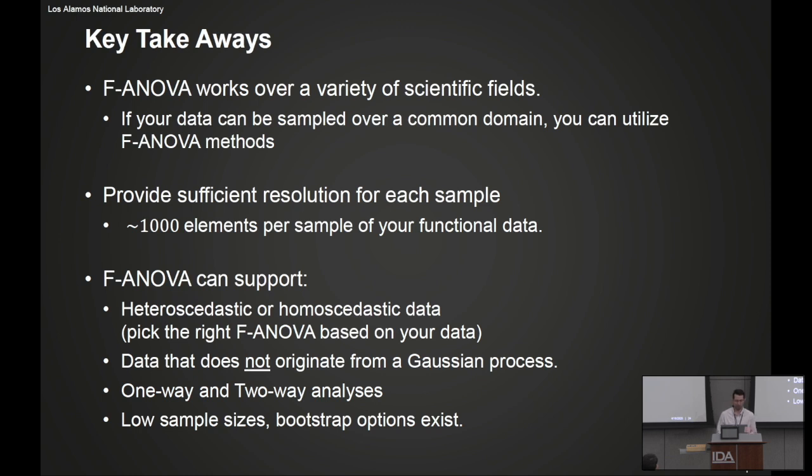And lastly, F-ANOVA can support heteroscedastic and homoscedastic data, so pick the right one. It can support data that does not originate from a Gaussian process, which is really powerful. A lot of data that I get from mechanical shock is not. It can support one- and two-way analyses, and it can support low sample sizes because bootstrap options exist, up to a point.